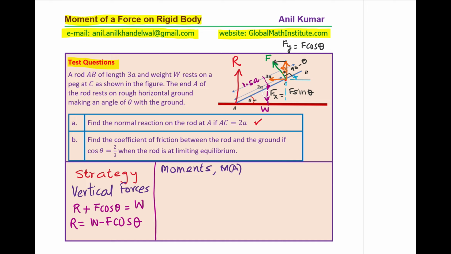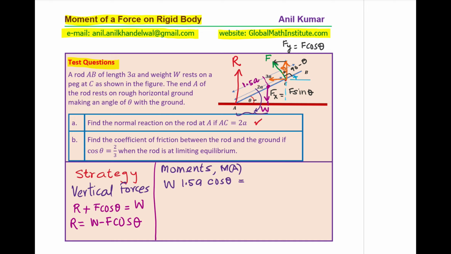So the clockwise moments are due to what? One weight, right? So this weight is giving us the clockwise moment. The clockwise moment is weight times the distance. So the distance is this distance, right? That distance, which is 1.5a cos theta, the horizontal distance between A and where the weight will be acting. So it will be 1.5 a cos theta. Is that clear to you? So that is the moment which is clockwise for us.